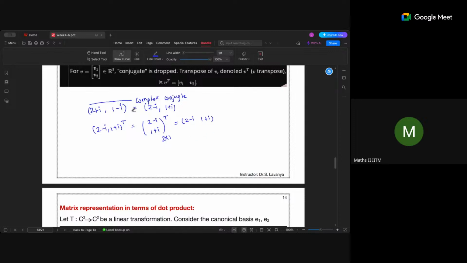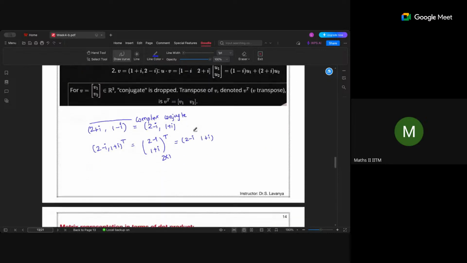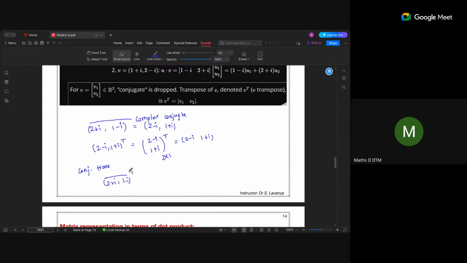Now what is the conjugate transpose of a vector? You have to do the conjugate and also the transpose, that's all. Conjugate transpose means you have to do both. So for (2 plus I, 1 minus I), with transpose and bar both applied, the answer is simply (2 minus I, 1 plus I).